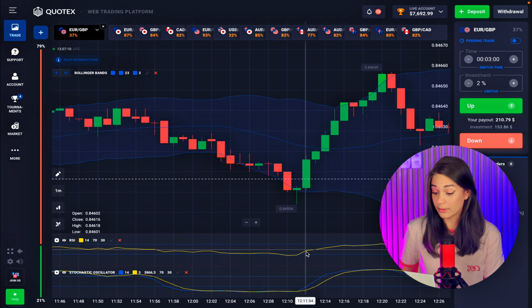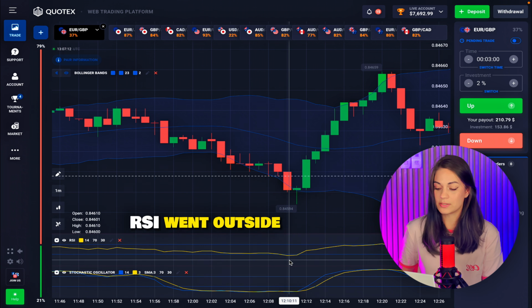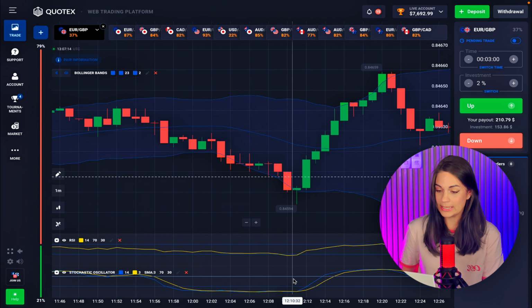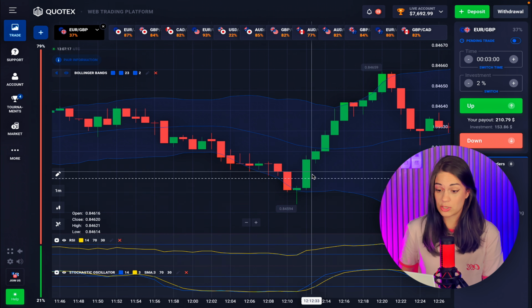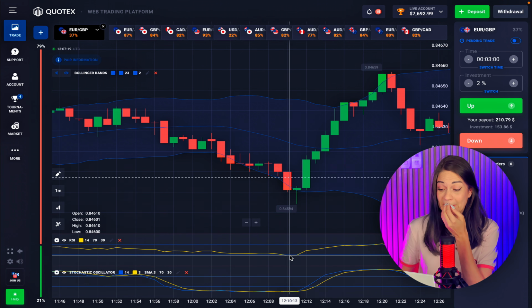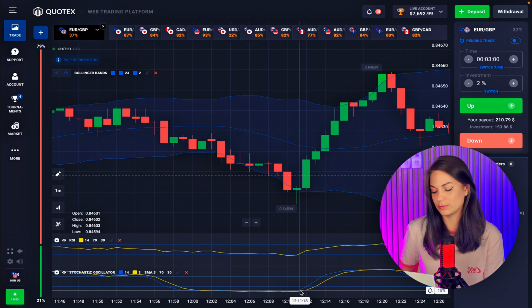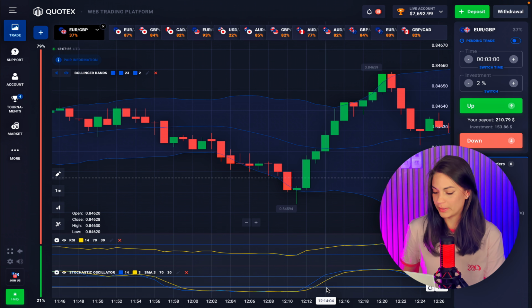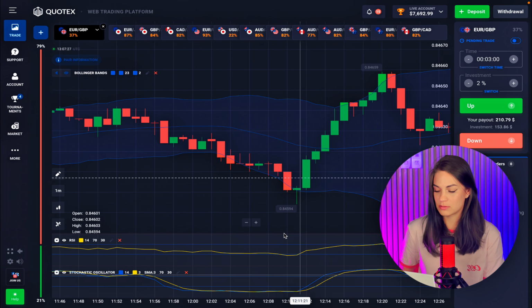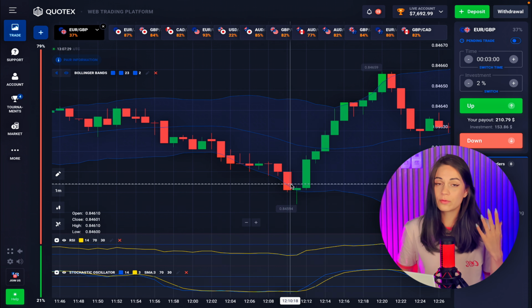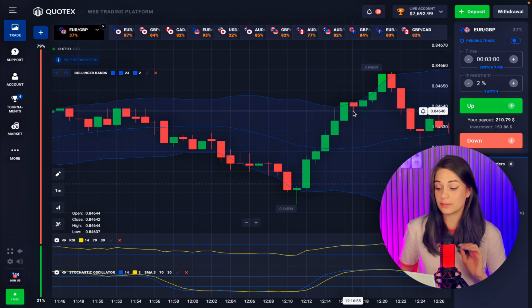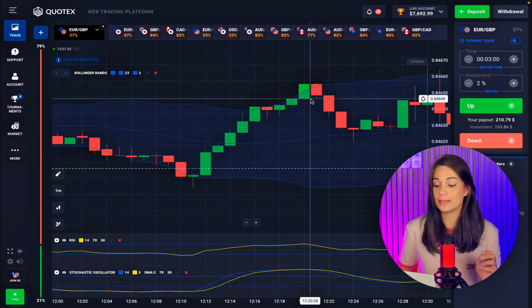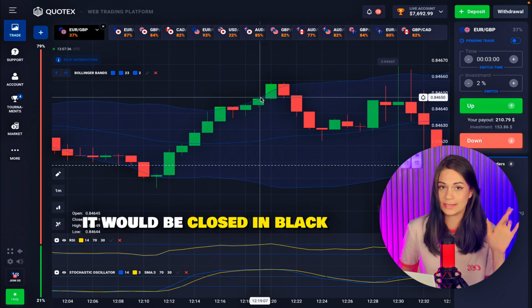And we look at the RSI, we see that RSI went outside of the acceptable deviation. And the next candlestick, we also look at stochastic. We see that stochastic showed us a crossover and went back to the normal setting, so higher than 30. All of those confirmations are telling us that we can enter into a deal for an uptrend, and in this case it would be closed in black.